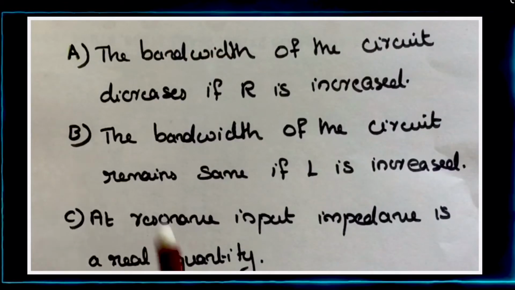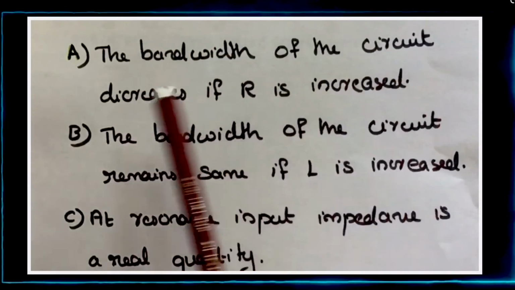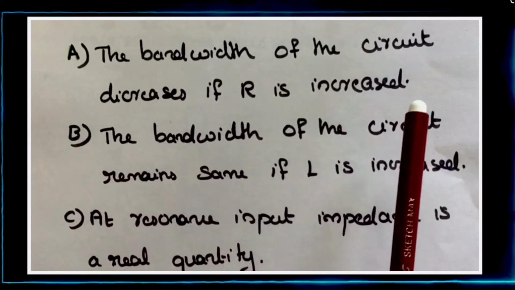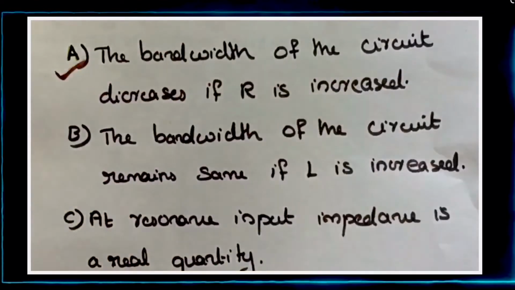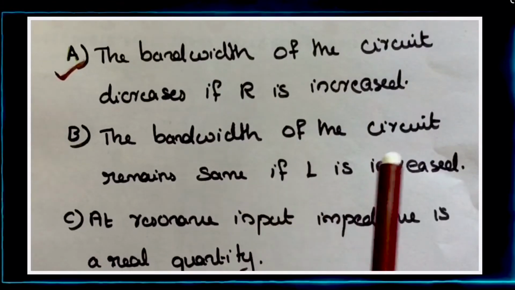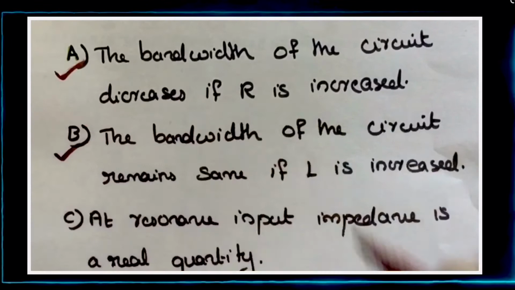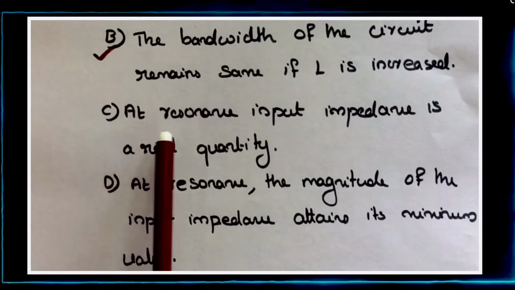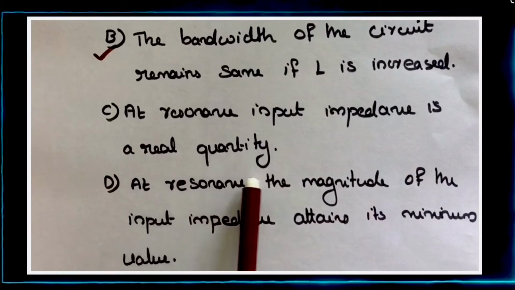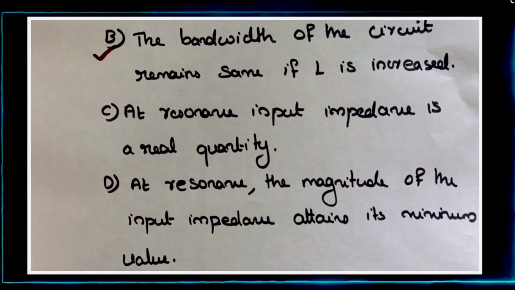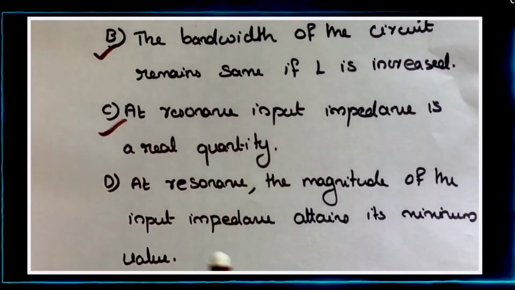It is given that bandwidth of the circuit decreases if R is increased. From the bandwidth expression, we can say it's correct. And in option B, it is given that bandwidth of the circuit remains same if L is increased. I told you bandwidth doesn't depend on value of inductor, so we can say option B is also correct. In option C, it is given that at resonance, input impedance is a real quantity. I told you at resonance, the impedance becomes purely resistive, hence it's a real quantity, so option C is also correct. And option D, it is given that at resonance, the magnitude of input impedance attains its minimum value.